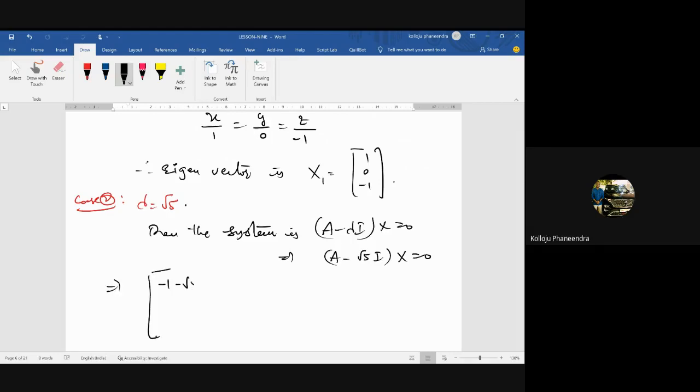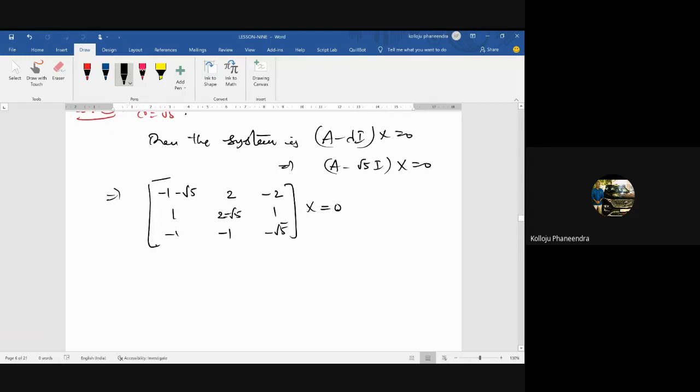Minus 1 minus root 5, 2, minus 2; 1, 2 minus root 5, 1; negative 1, and negative root 5 into x equal to 0. Done. So what are the operations? First one, I have to convert this to 0, this to 0. So I will write 1 plus root 5 into R2 plus R1. Is it correct? This is minus common, so minus of 1 plus root 5. Yeah, first one is right.